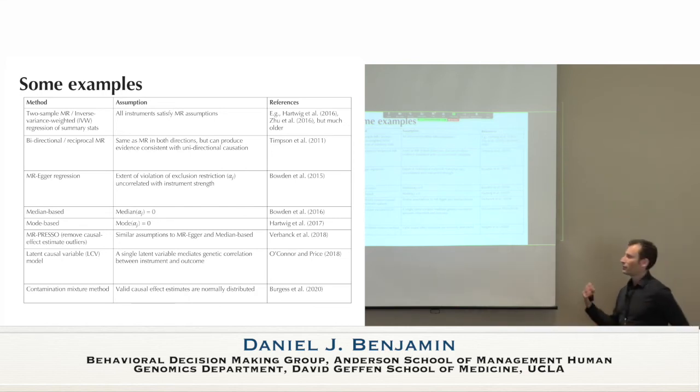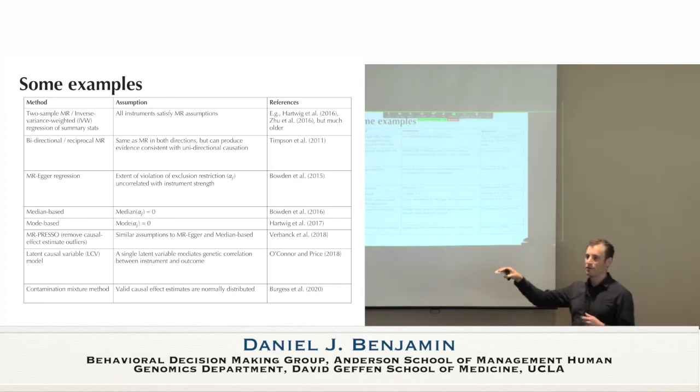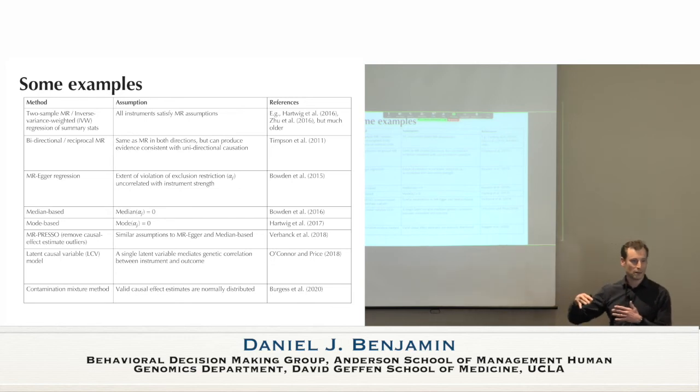Okay, so that gives you some flavor of the kinds of approaches that there are. No, I actually should mention one more. MR-PRESSO is a method that basically does MR-Egger, but first looks for heterogeneity in the effects, and if there are outliers in terms of the causal effects, you throw away those instruments, and you focus on the ones that are giving you more similar effect estimates.